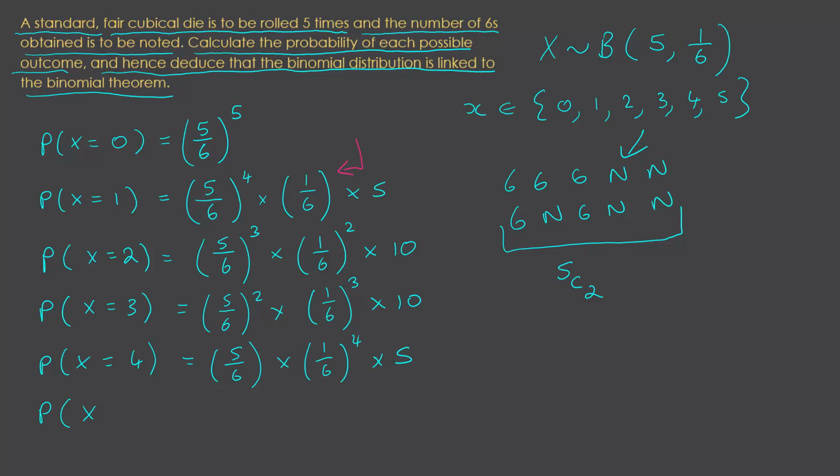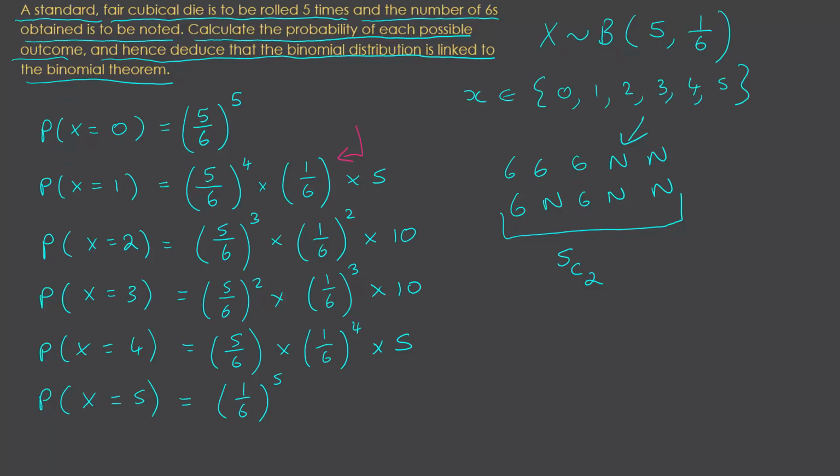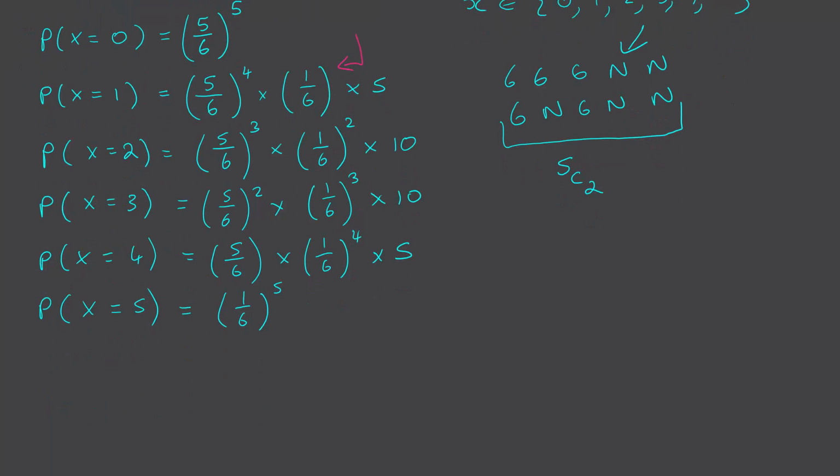And then for x to be equal to 5, that means that we don't get any non-6s, and so we get 5 6s. And of course we could calculate all of those, stick them in the calculator and actually get numbers for them, but I don't think we really need to make our point.